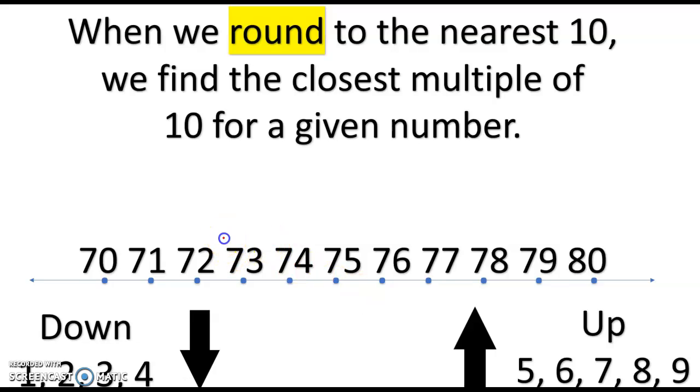Let's say I have the number 73. I see 73 ends in 3, so I need to round down to the closest 10. That brings me to 70. I can also see on the number line that 73 is closer to 70 than it is to 80. So 73 rounded to the nearest 10 is 70.